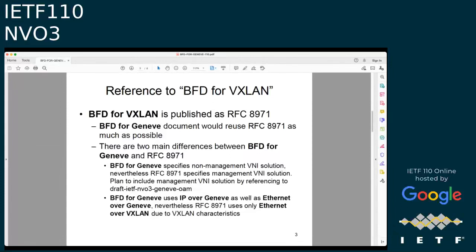Number two, BFD for Geneva uses IP over Geneva as well as Ethernet over Geneva. Nevertheless, RFC 8971 uses only Ethernet over VXLAN due to VXLAN characteristics. Next slide, please.